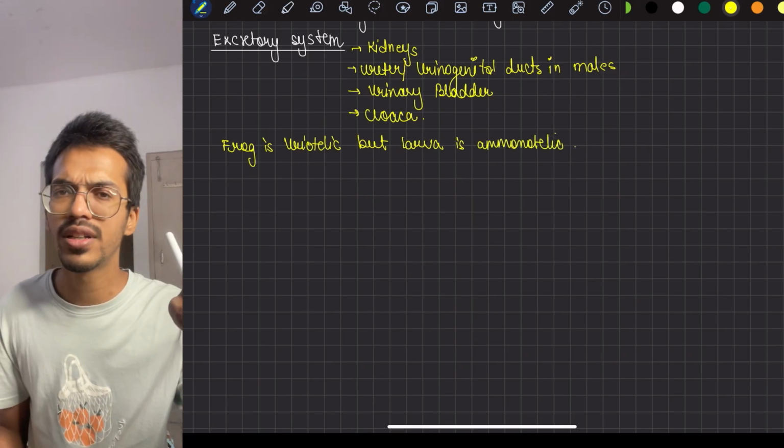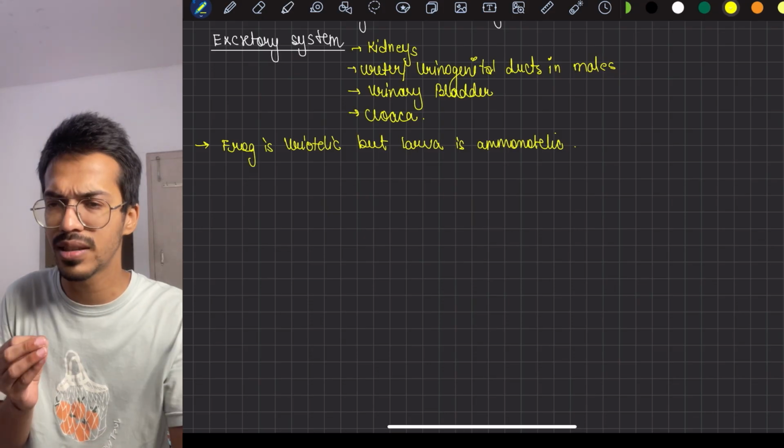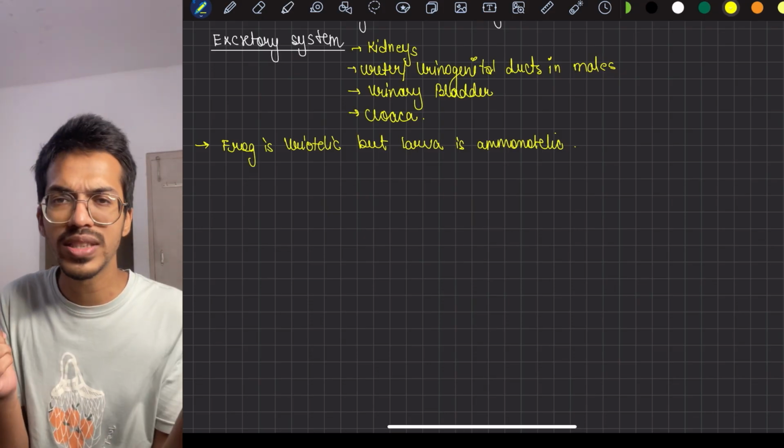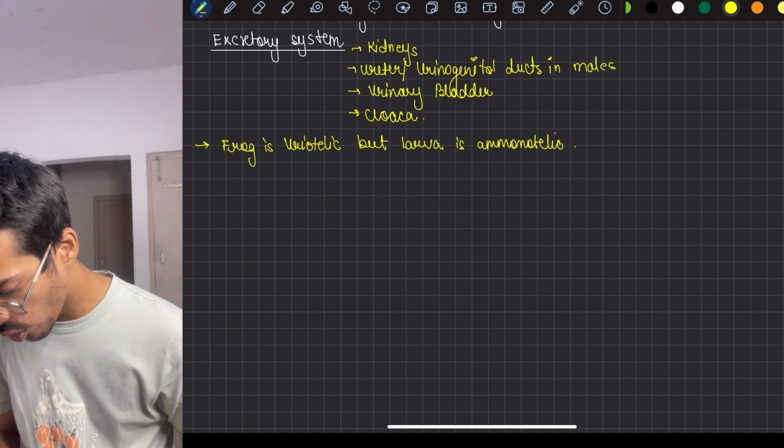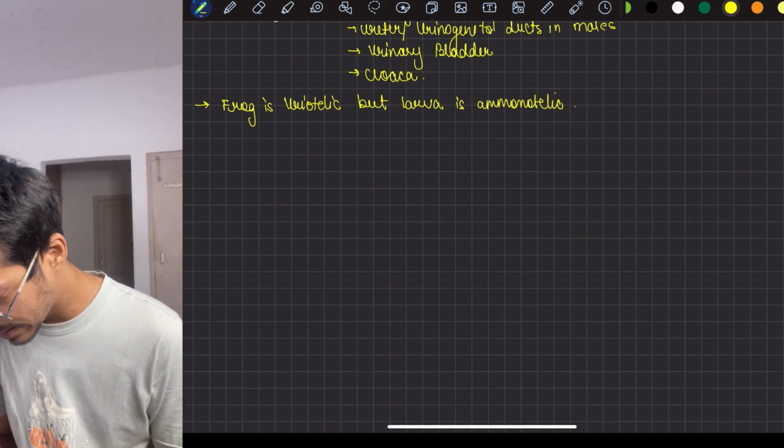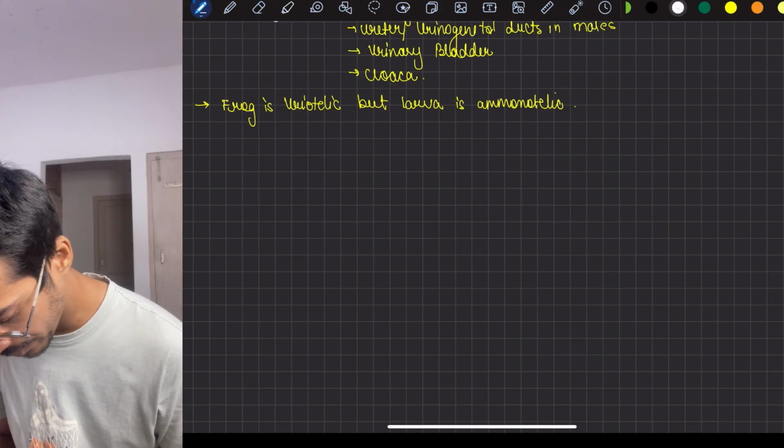This thing, if you have done the animal kingdom, you know what's the reason behind it. And as we go toward the excretory system in the human topic, we will understand it. Moving on one by one, seeing the kidney. So how does the structure look like?